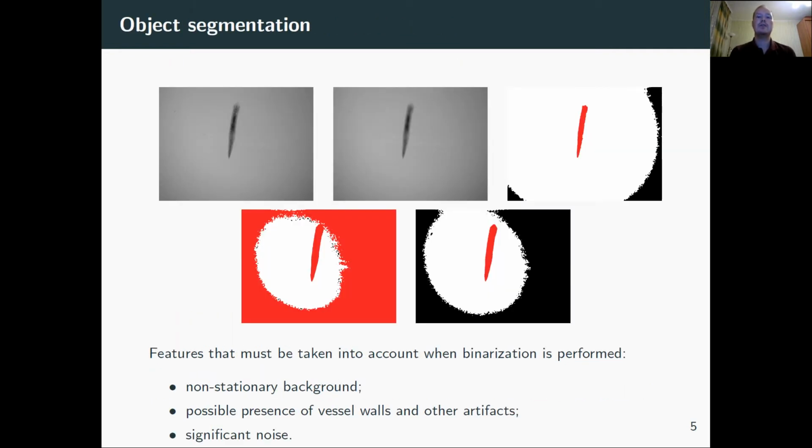The first stage of planarian image processing is object segmentation. For binarization, we use common image analysis techniques: Gaussian filter, morphological opening operation, and threshold binarization. In the thresholded image, we choose the largest connected component, but since the vessel walls can get into the frame, an additional test is carried out. Such a component cannot join the frame boundaries.